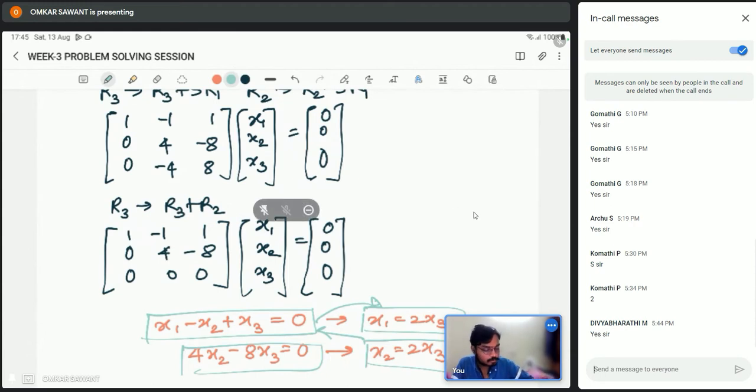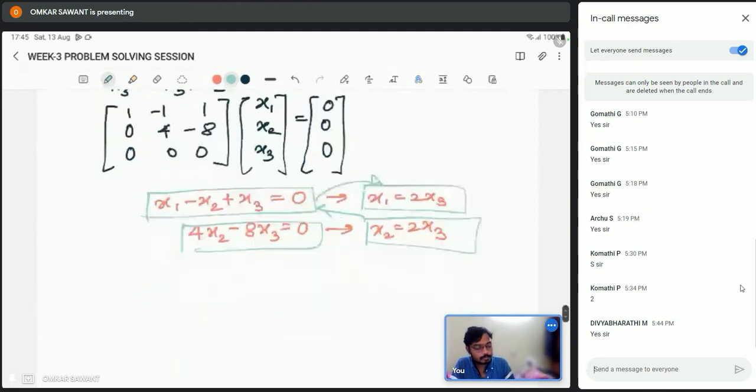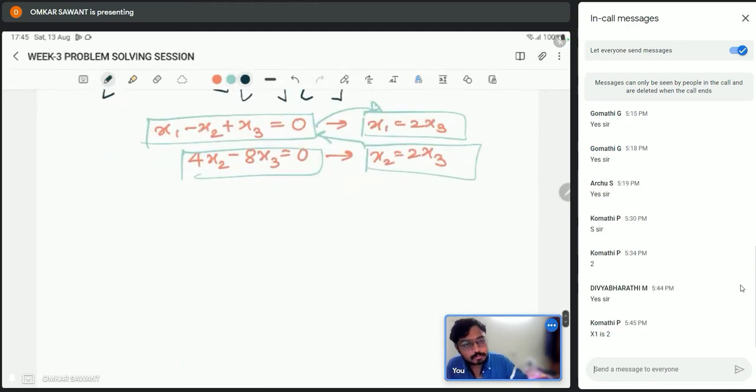Anyone? Komati? Komati is there. X1 is 2. X1 is 1, 1, X1 is 1.